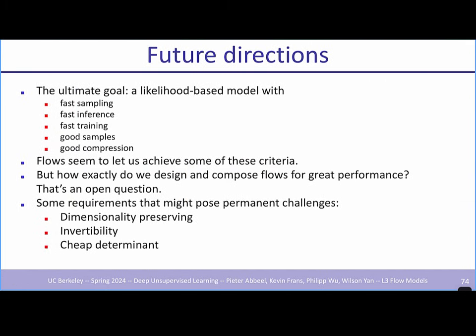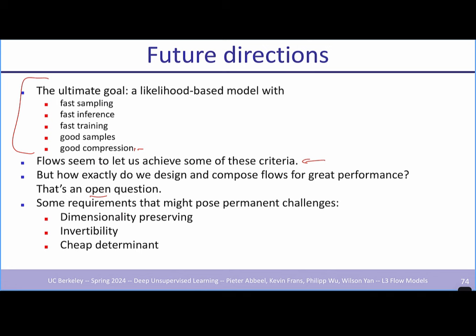So what are some possible future directions? Remember, these are the goals: fast sampling, fast inference, fast training, good samples, good compression. Flows seem to allow us to achieve some, maybe all of these criteria, but not all equally well. It pays attention to all of them. Whereas an autoregressive model didn't really think about embeddings, latent representations, so that's the compression part here. Didn't really think about those things, but flows do. It's still an open question how to design each individual flow block and how to compose them into something that is going to work really, really well. These are my thoughts at the bottom.